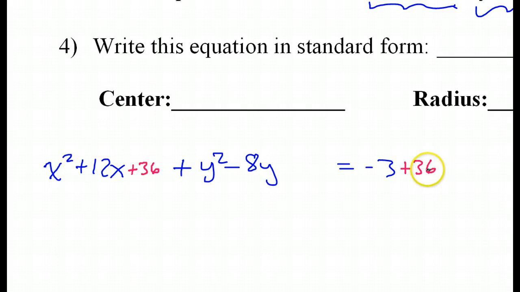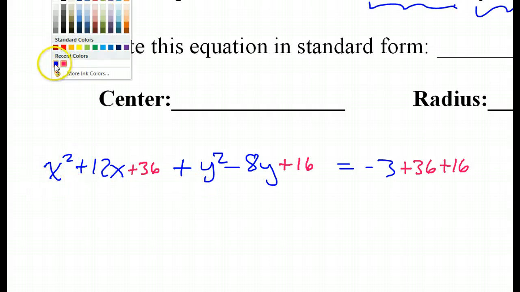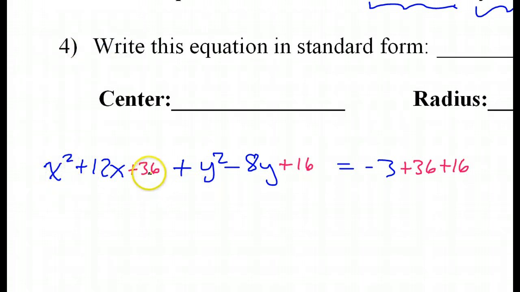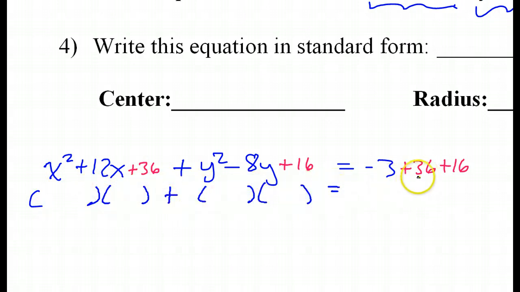This is what students forget most often. And then here again, half of 8 is 4, 4 squared is 16. So plus 16, make sure you do it to both sides of the equation. So what, my friend? Now that we completed the square with the magic number, these should both factor as the same thing twice. Meanwhile, this adds up to 49.